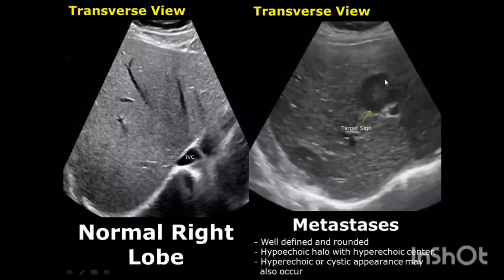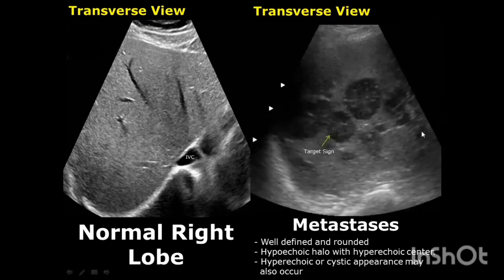Metastases in the liver are well defined and rounded. They will have a hypoechoic halo. The outer region is hypoechoic and will have a hyperechoic center. This type of appearance is called a target sign or the bullseye appearance. It is very specific to metastatic lesions. This image shows multiple metastatic lesions in the liver, showing us again the target sign.